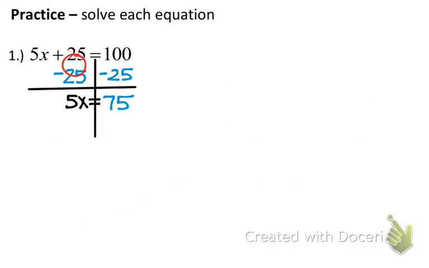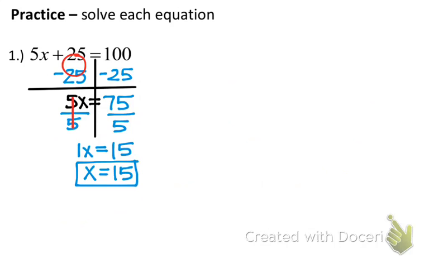Finally, now that I have just the 5 being multiplied by the x, I'm going to use my multiplicative inverse and divide by 5 to cancel out the variable. So now I have 1x, which is equal to 15, which can be written as x is equal to 15. Let's do one more together.